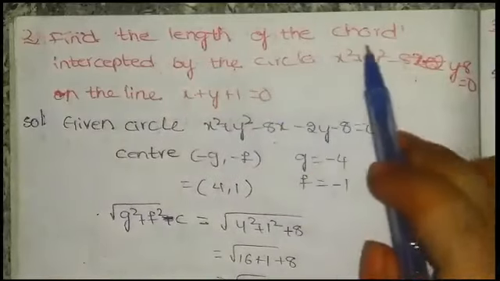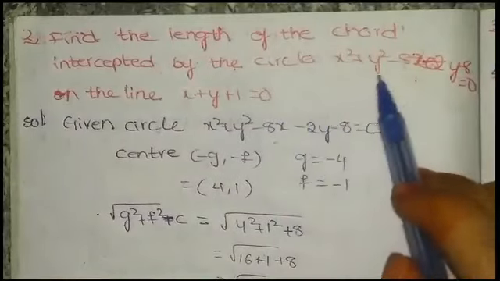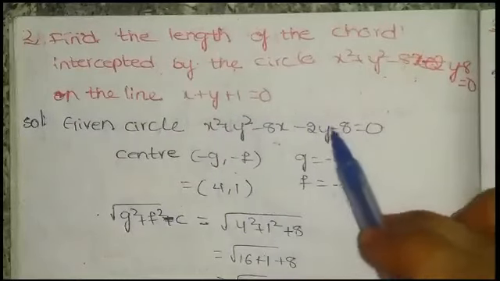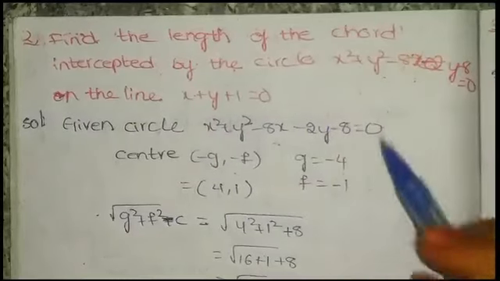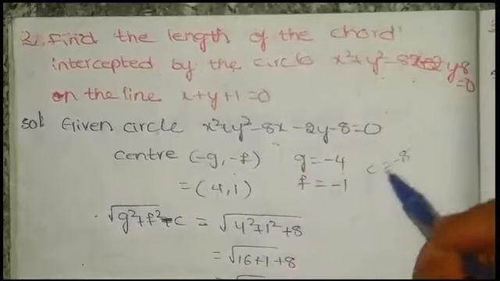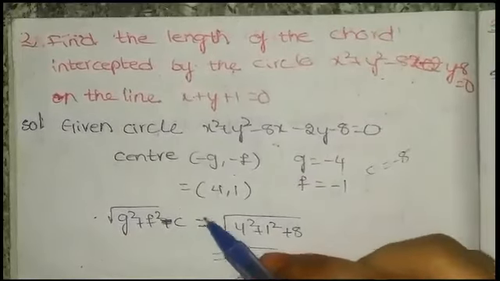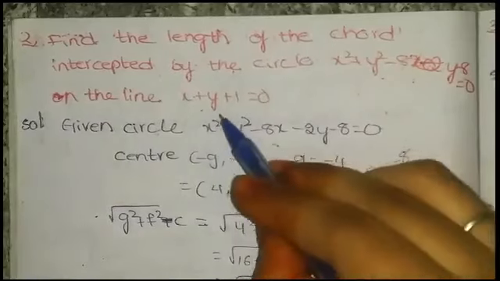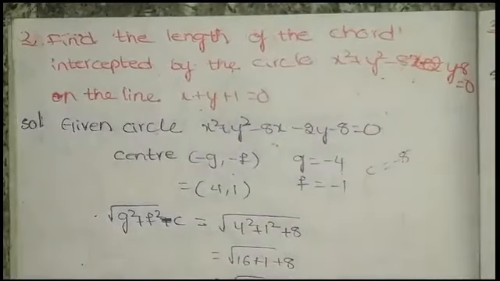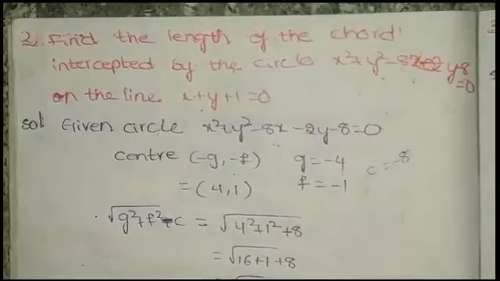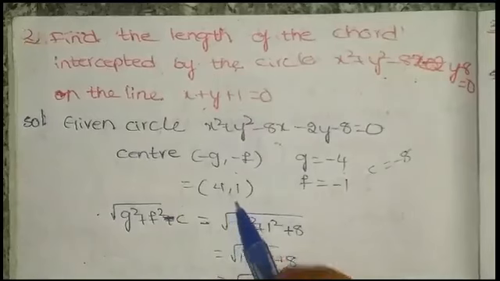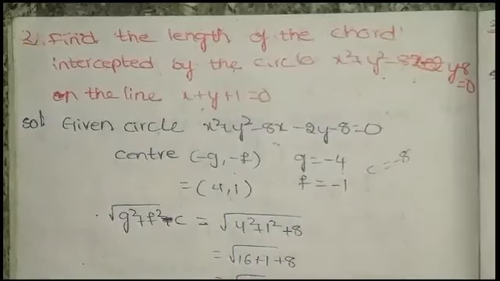Second one, find the length of the chord. Here also they have given a circle. First of all, find the center from the g and f values: minus 4 and minus 1. c is equal to minus 8. Substitute in g square plus f square minus c. So I got radius 5. The line is x plus y plus 1, so this is the line. And 4 comma 1 is the center, which lies on this.